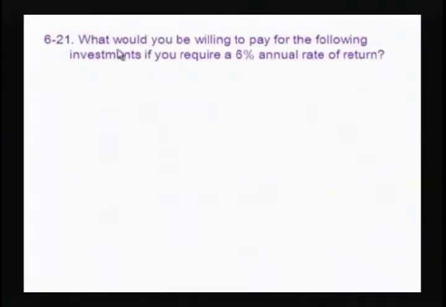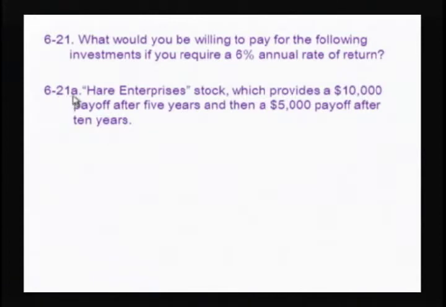Problem 621 says, what would you be willing to pay for the following investments if you require a 6% annual rate of return? Part A is called Hare Enterprises stock and provides you a $10,000 payment after 5 years and then a $5,000 payment after 10 years.